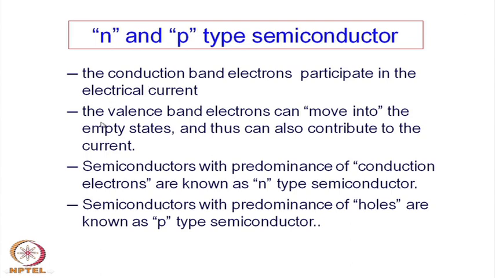This is what it says: the valency band electrons can move into the empty states and thus can also contribute to the current. Semiconductors with predominance of conduction electrons are known as n type semiconductors, and semiconductors with predominance of holes are known as p type semiconductors.